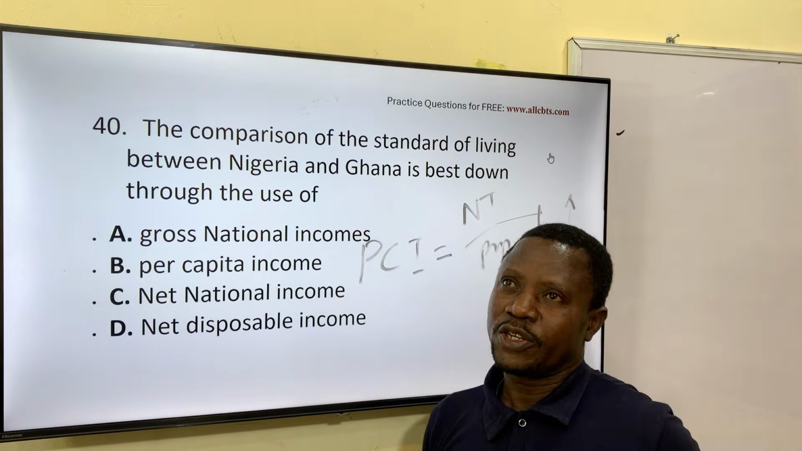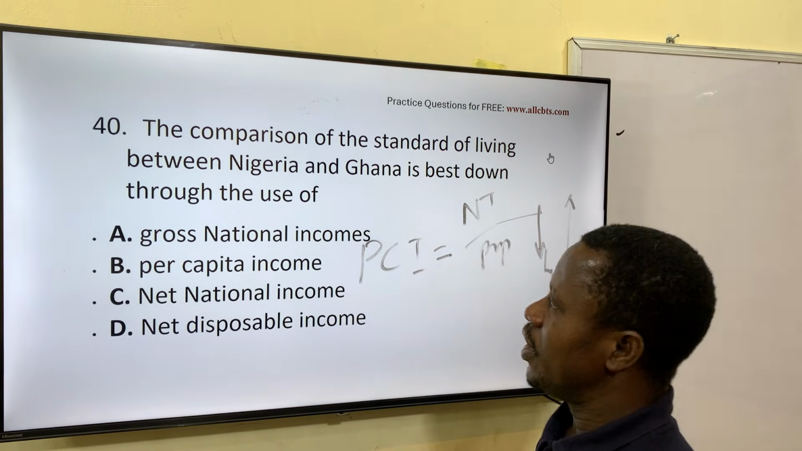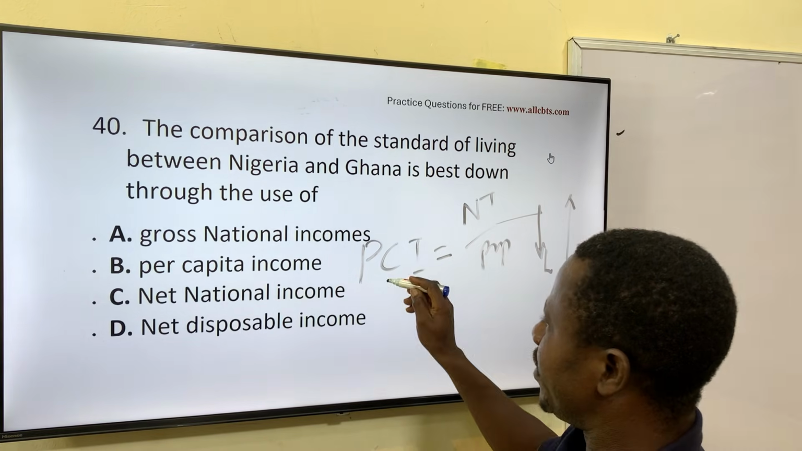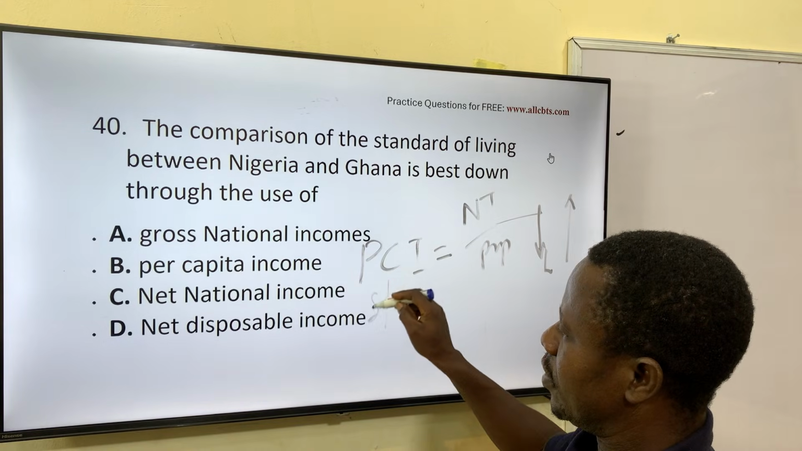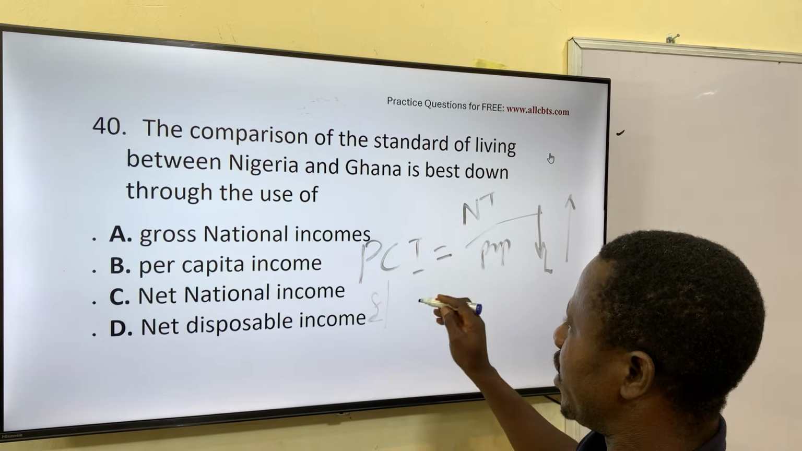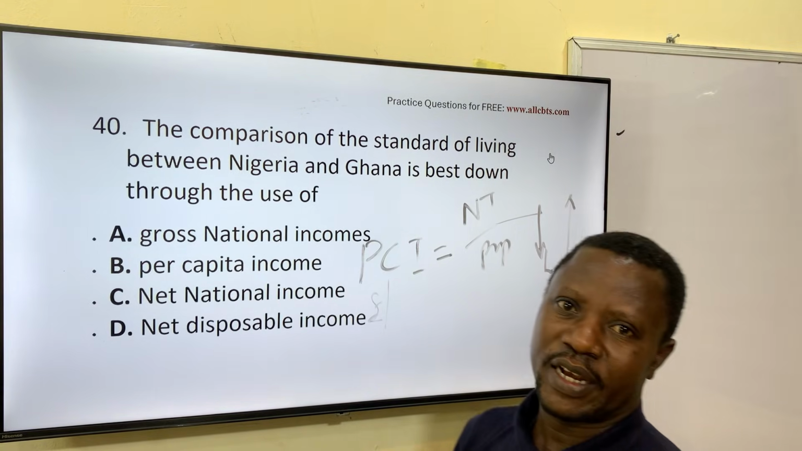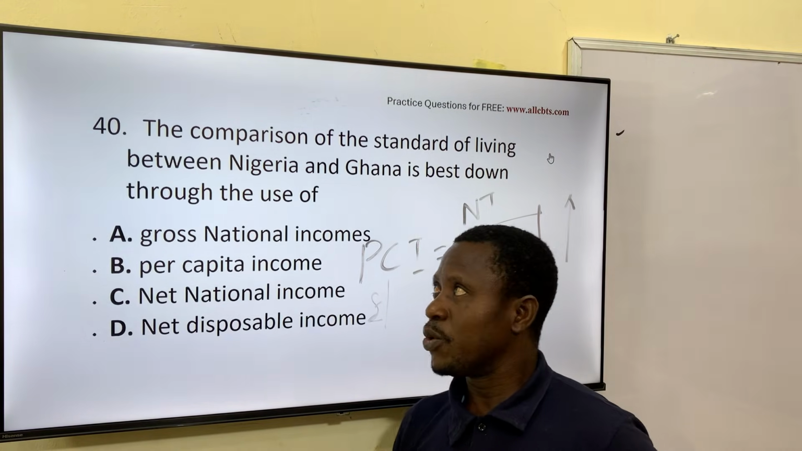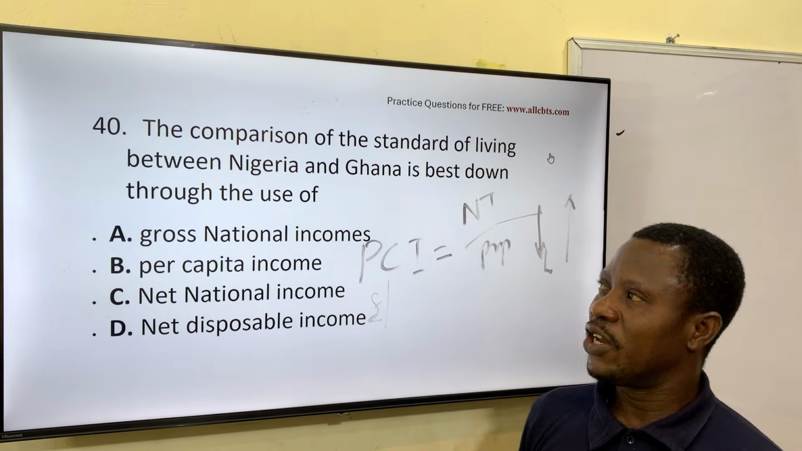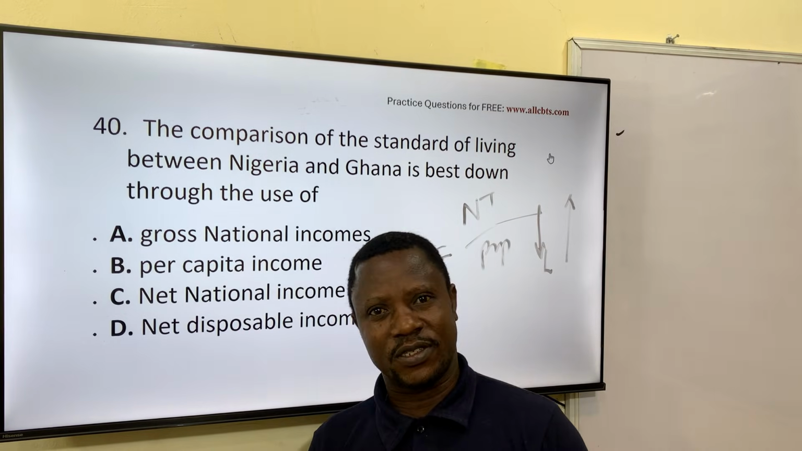Now, I was checking up, standard of living in a PCI in Nigeria is less than $1,000. Less than 1,000. That of Ghana is, I think, above $2,000. So Ghana is having higher PCI than Nigeria. With this question, today we have come to the end of this session.